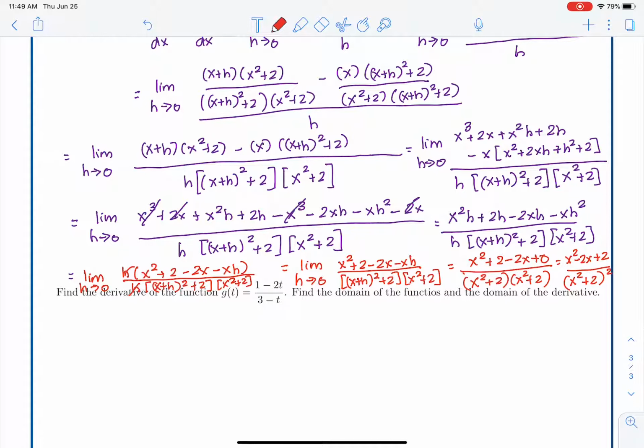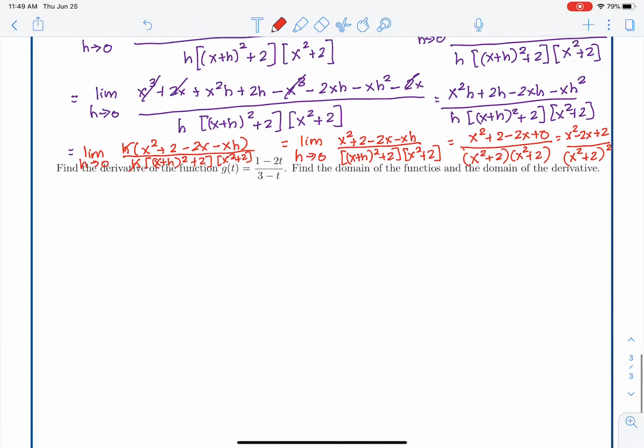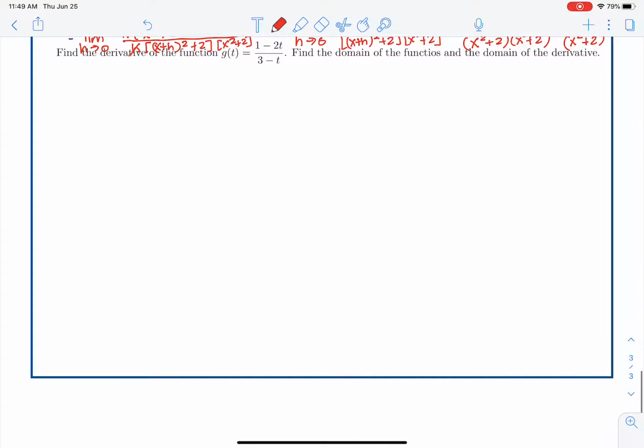And this derivative would exist on the entire domain of the function because there aren't any discontinuities. So that is how we find the derivative here. Off to the next problem.